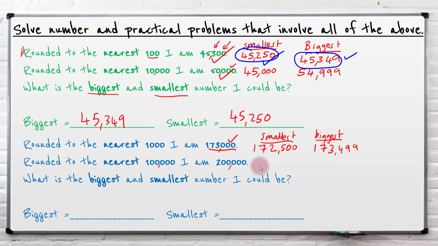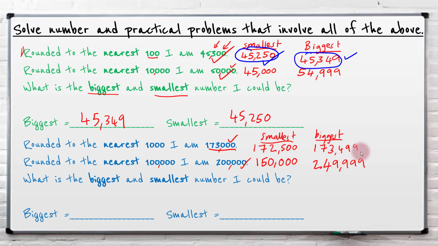Now smallest and biggest for this one, nearest 100,000. I could have 150,000, because this 5 will make this round up, but as long as this goes to a 4, it would round down to 100,000. So this is the smallest for this one. Now the biggest would be 249,999, because this 4 still rounds off to make it 200,000.